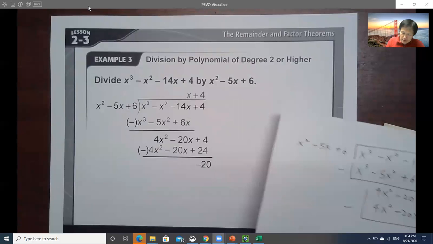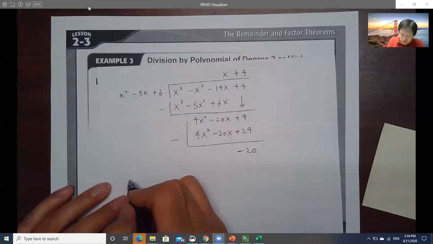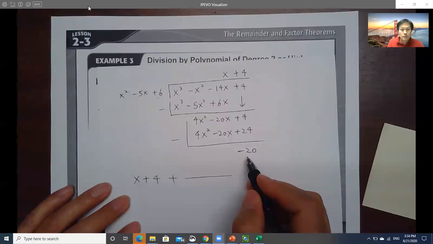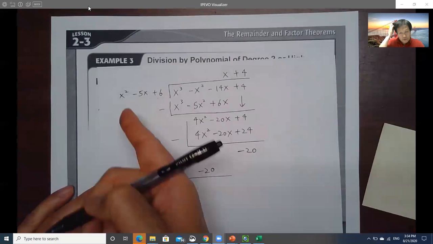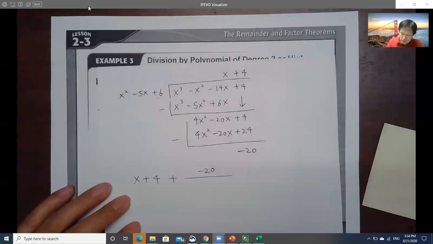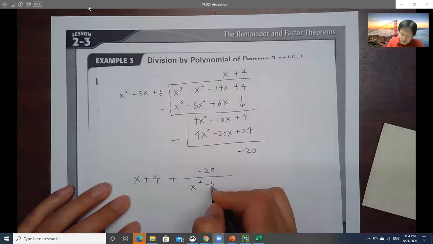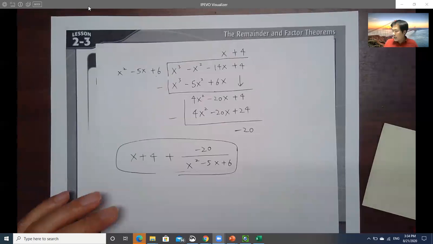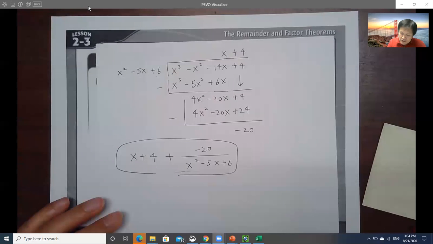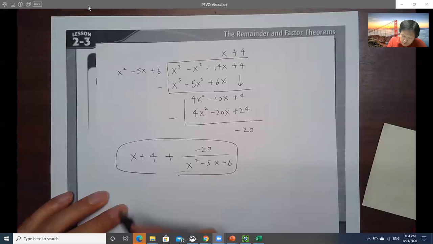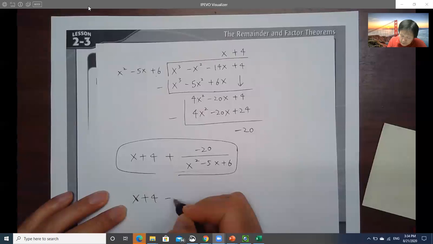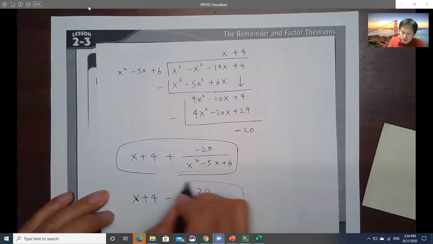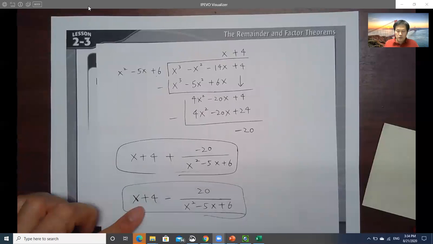How do we write this? Quotient plus, not the divisor, remainder over divisor. That's how you write the answer. I'm just pointing it out. This minus, you can bring it up like that. That's okay writing. That's also okay.